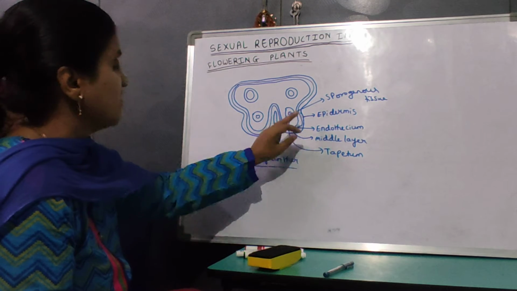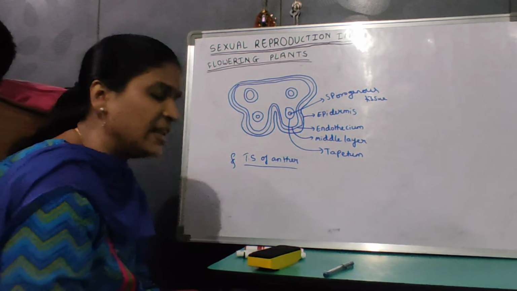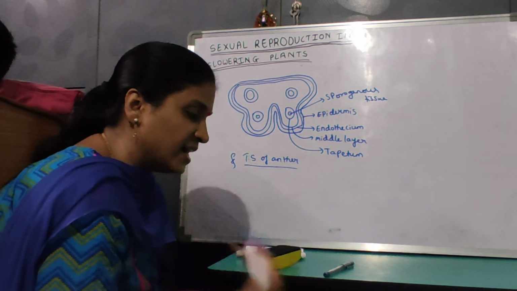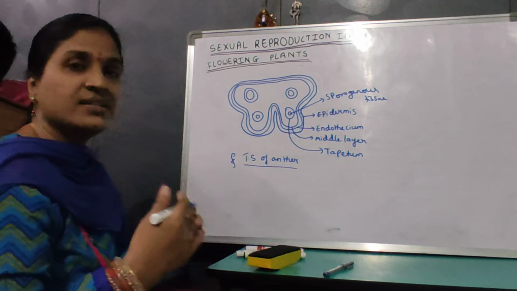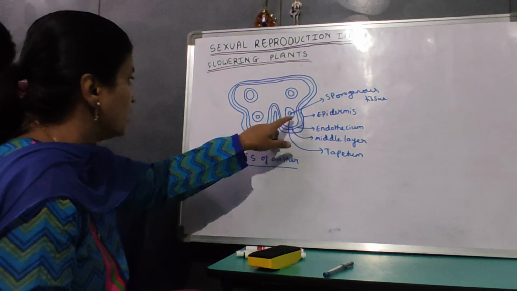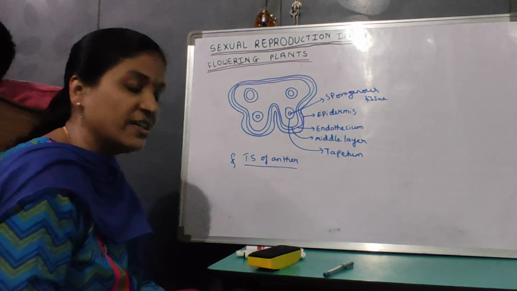The first 3 layers, epidermis, endothecium and middle layer, are useful mainly for the protection and for the dehiscence of the anther, to release the pollen grains. Here the pollen grains will be formed, so they must be released. So these wall layers are helpful for the release of those pollen grains by the dehiscence.